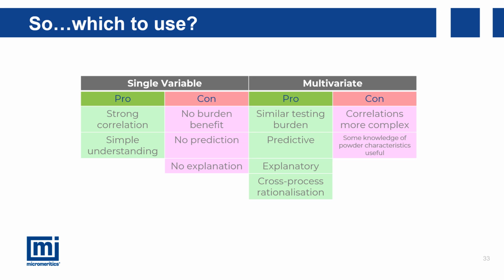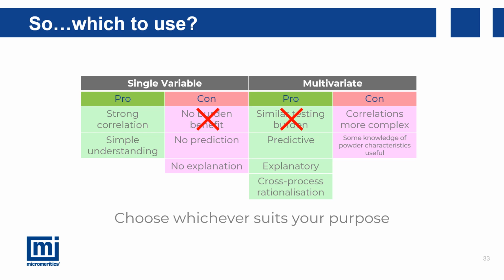Which approach should be chosen for a given investigation then? Well, if looking for strong correlations with simple understanding, where we're not concerned with predictive capabilities or a physical understanding of the systems involved, then perhaps a single variable approach is best. If we're not worried about a solid correlation, but would like to just see useful results and learn about our powders in a phenomenological sense, then perhaps multivariate is best.